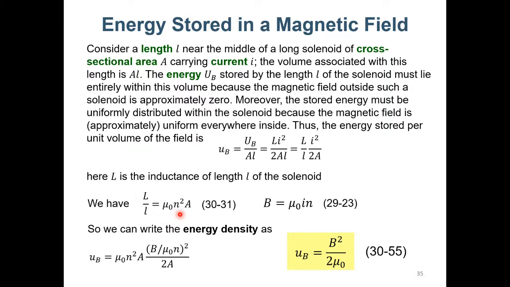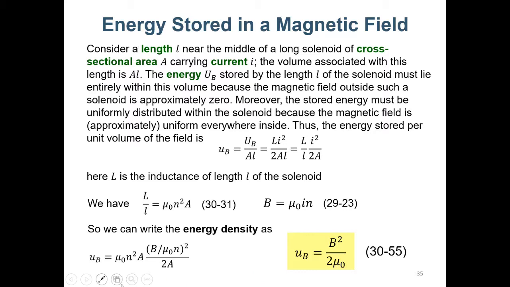L over l is mu 0 times n squared A, as we discussed previously. And B is mu 0 n i for a solenoid, so we have i equals B over mu 0 n, and we substitute into here. Finally A can be cancelled. Here we have mu 0 squared, here we have mu 0 at the bottom, so one mu 0 is left, and n squared is cancelled. So finally we get UB is B squared over 2 mu 0.